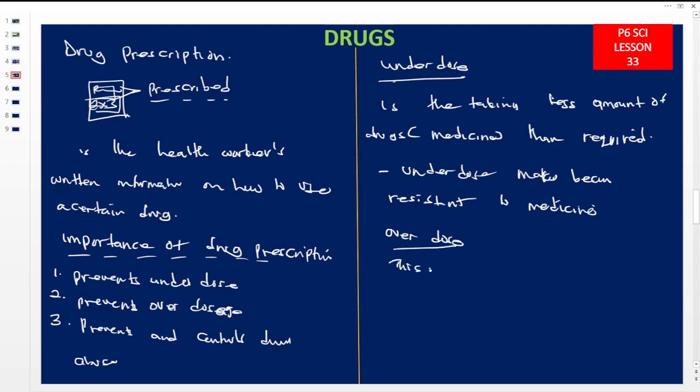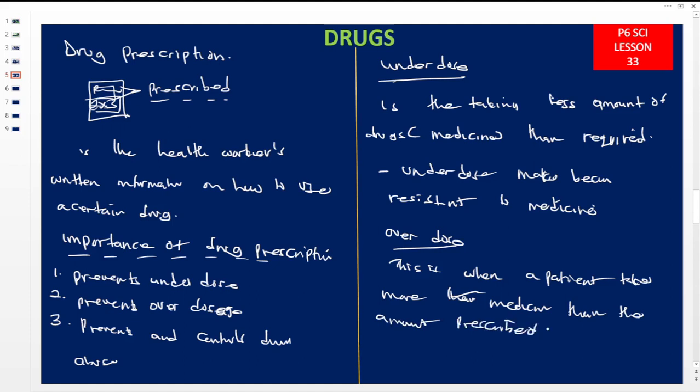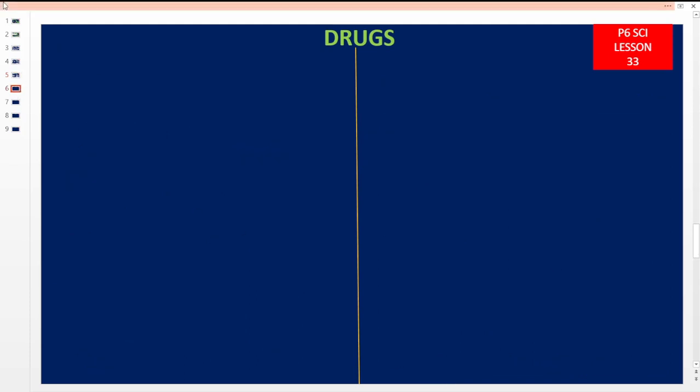Okay, now let us talk of overdose. This is when a patient takes more medicine than the amount prescribed. It also makes medicine harmful to the body. Makes medicine harmful within our bodies. So it's not very good.